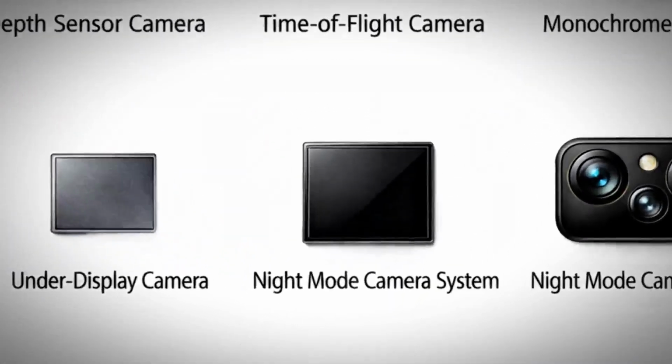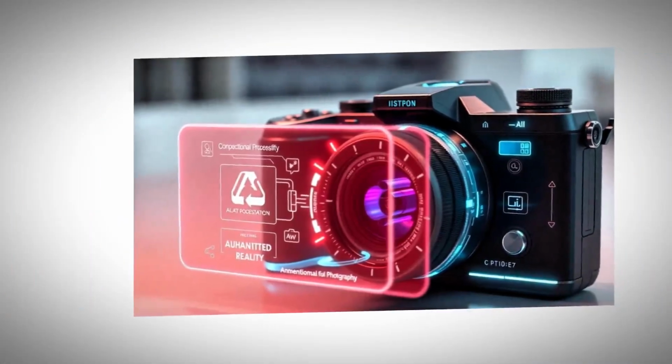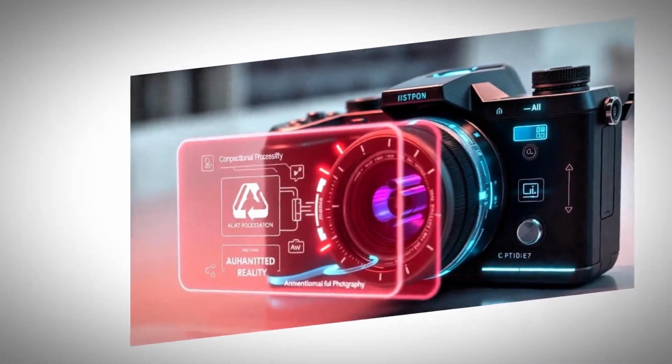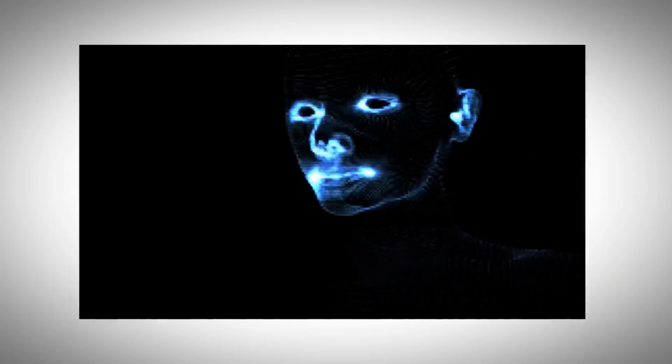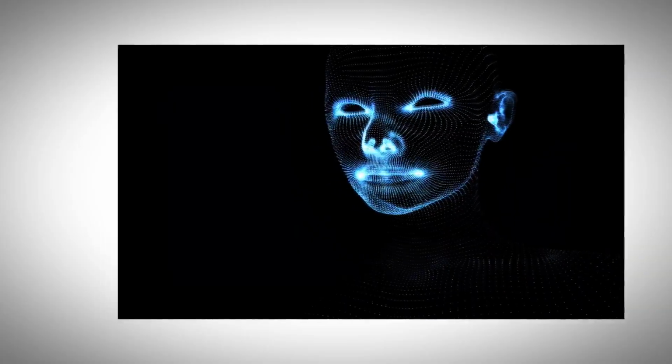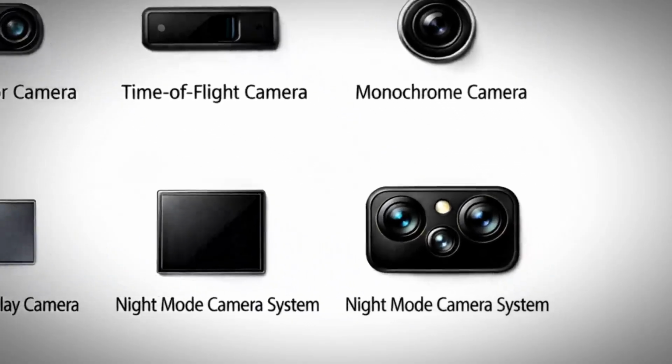AI computational camera. The AI computational camera is less about hardware and more about software intelligence working behind the scenes. Smartphones capture multiple images instantly and merge them using algorithms that adjust exposure, color, sharpness, and dynamic range. This approach transformed smartphone photography by allowing smaller sensors to compete with larger traditional cameras through advanced processing rather than optics alone.